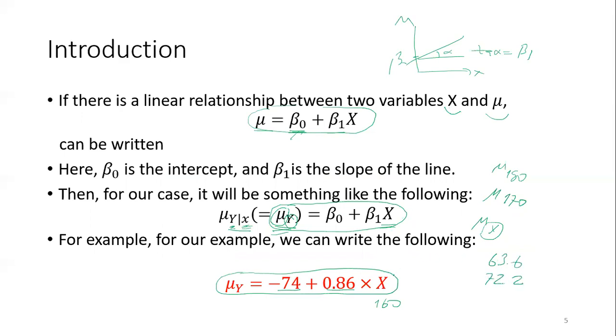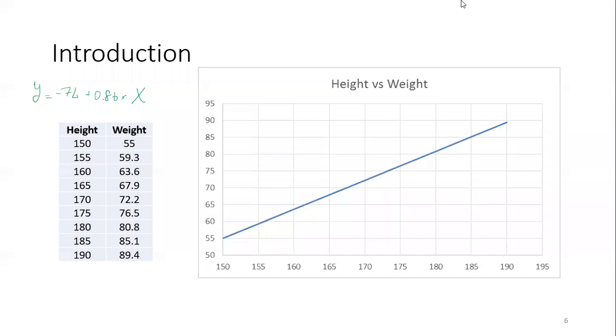So if you just write x is equal to 160, you will get mu of y equal to 63.6. If you just write 170, then this will be your mu of y. So you can write this relationship between these two variables, the expected value of the weight in kilograms and the height, by using this formula.